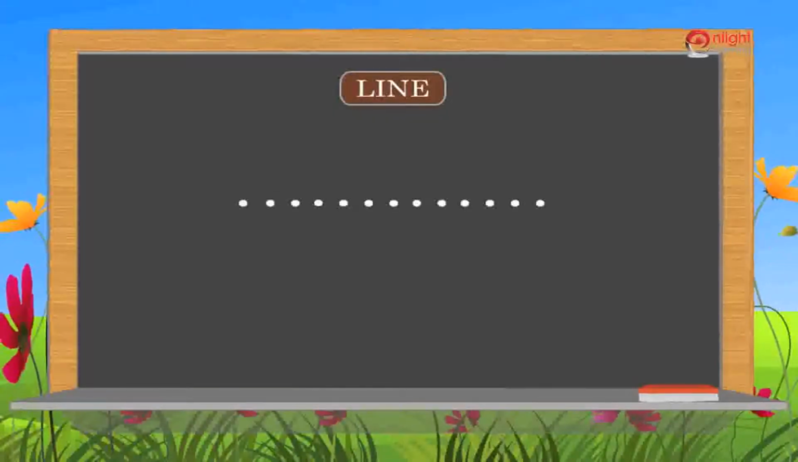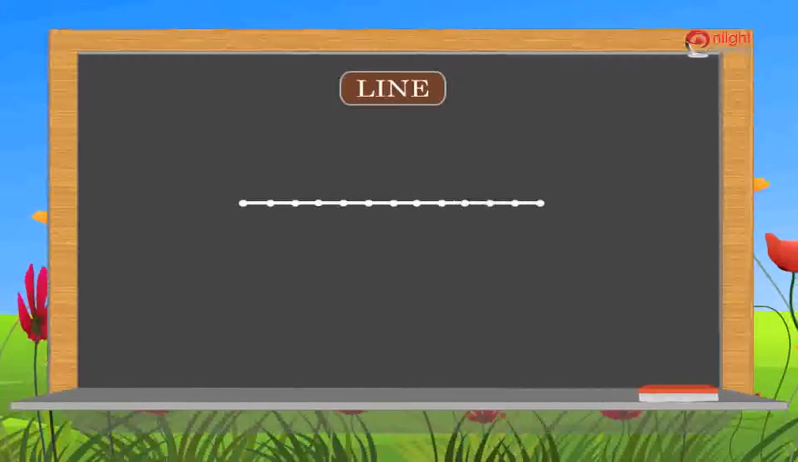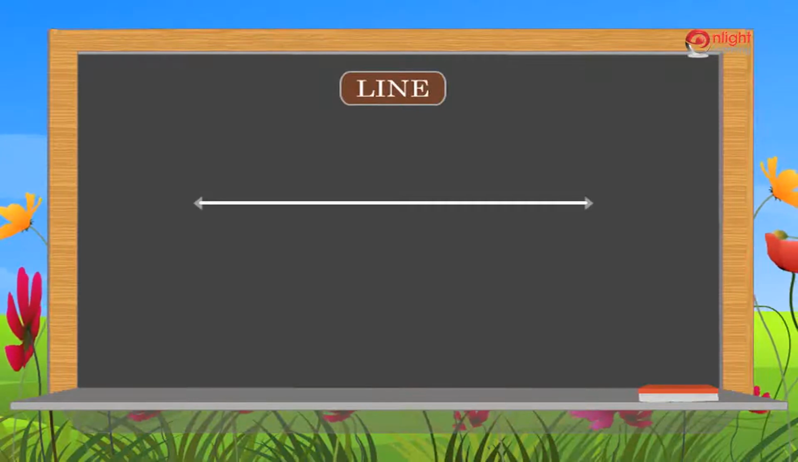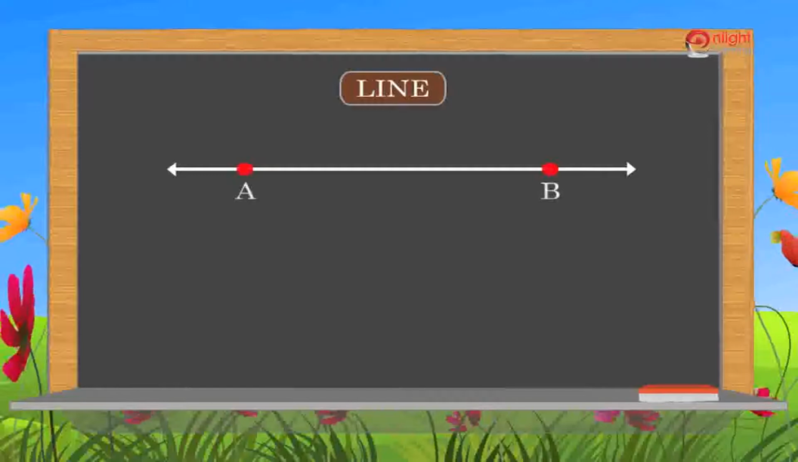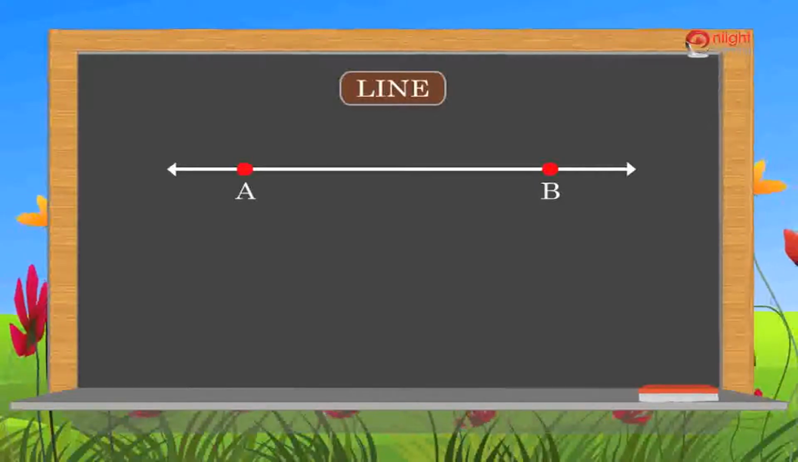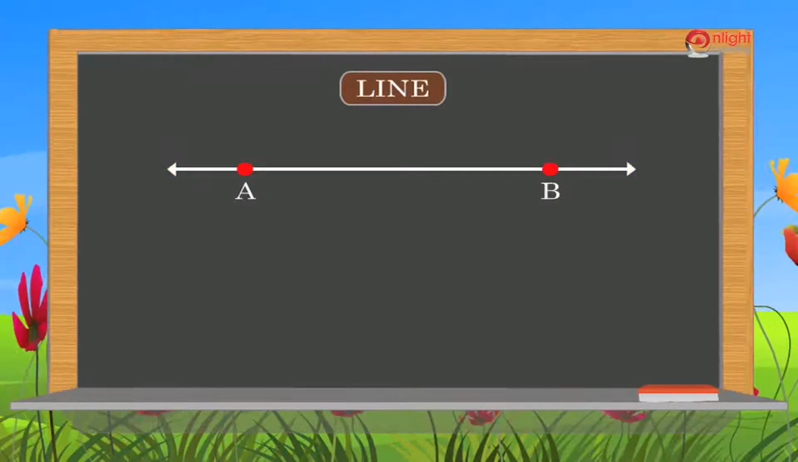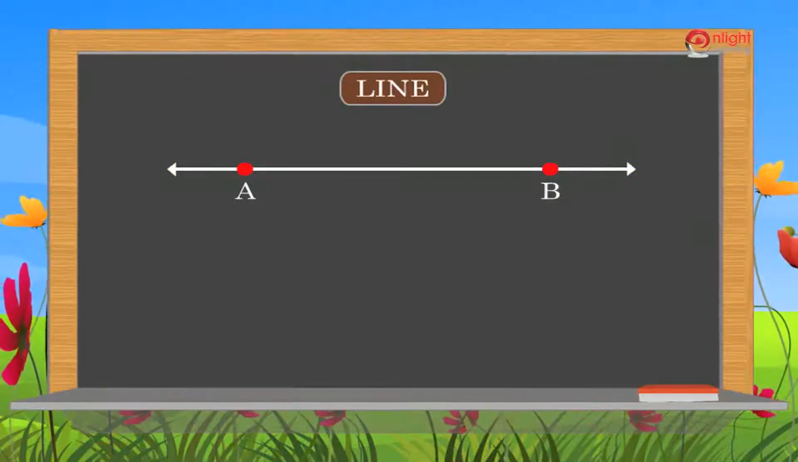Points marked very close together make up a line. It can extend indefinitely on both sides. A and B are the 2 points on the line. The arrowheads on both sides show that the line can be extended on both sides.